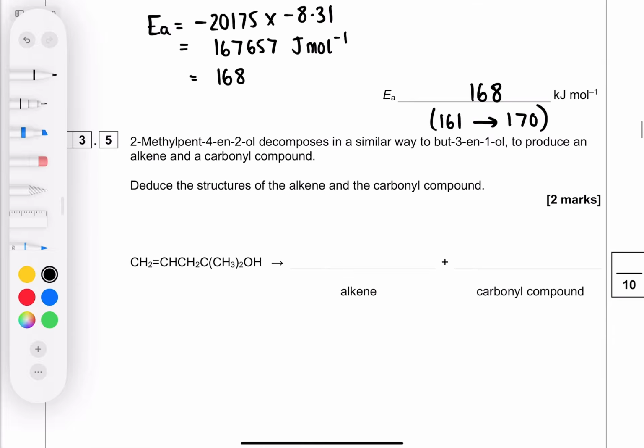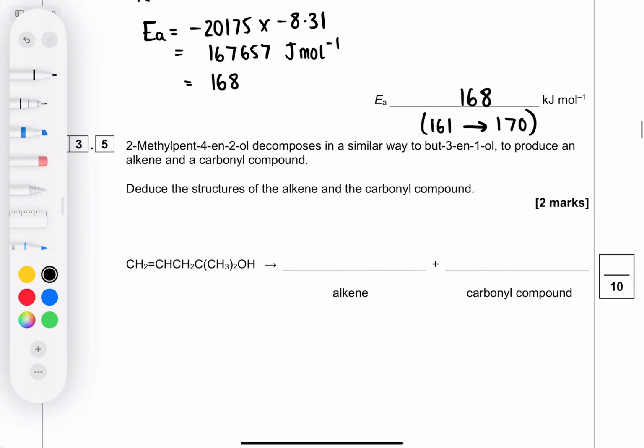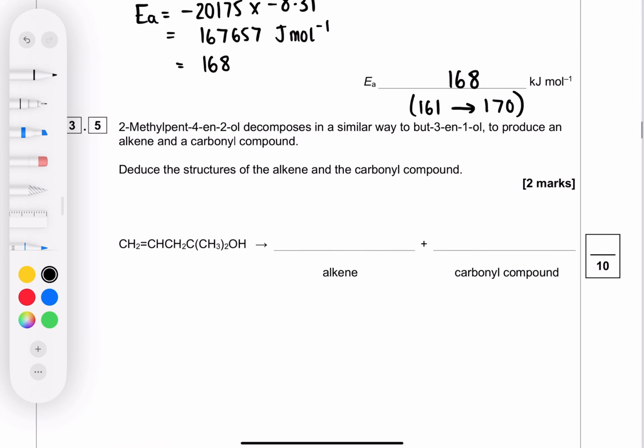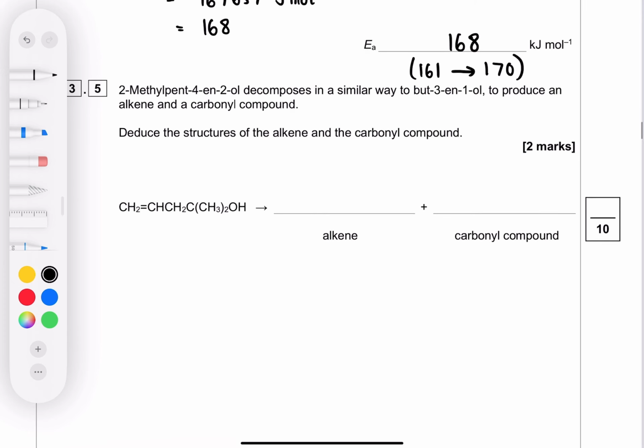2-methylpent-4-en-2-ol decomposes in a similar way. So what we need to do is just go back and look at that original equation. So the original equation that they gave us in the first part looked like this. It said CH2 double bond CH, CH2, CH2, OH. And it decomposed to an alkene, CH2 double bond CH, CH3, and a carbonyl compound HCHO.